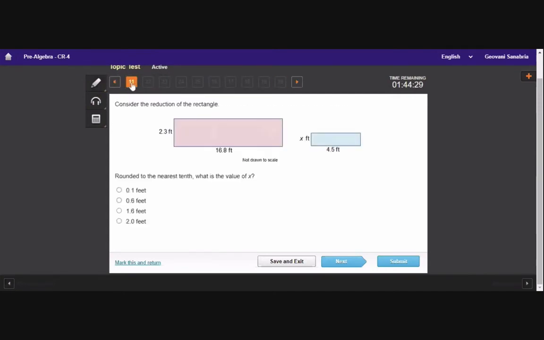All right. Consider the reduction of the rectangle. So this one I'd be dividing 16.